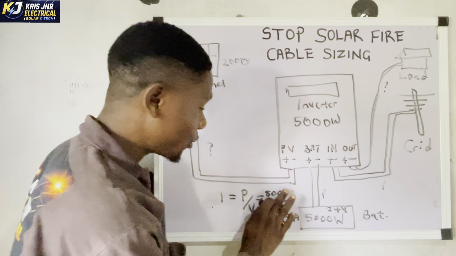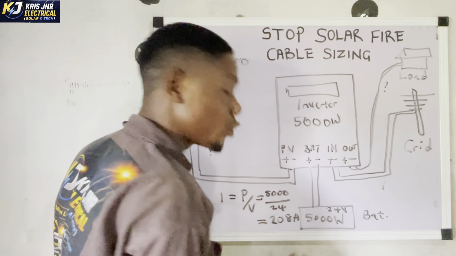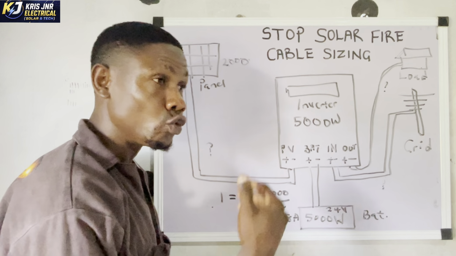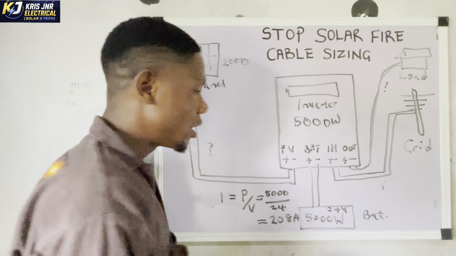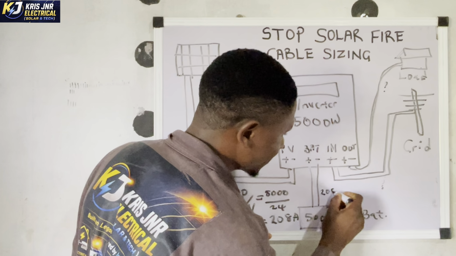So we're going to wipe everything off, and write the 208 amps here, which is the current. I'll teach you how to calculate and know the size of cable. Let us write 208 amps is flowing here. Okay, we know this already. Good. Now we already know the current that is flowing from the battery to the inverter.